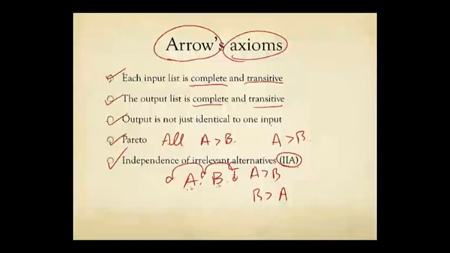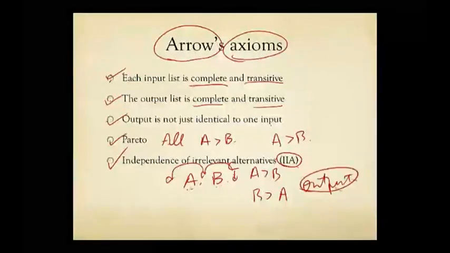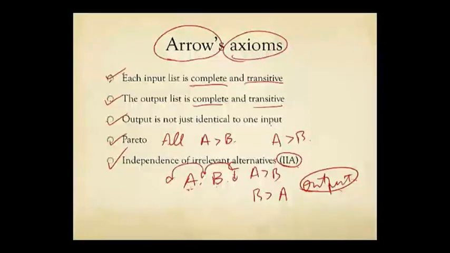A is still better than B, and B is still better than A in different people's minds. So the output decision between A relative to B should not depend on where C sits. Independence of irrelevant alternatives. All right, all 5 statements sound fair enough. We can say, all right, I can convince myself that all should be true.